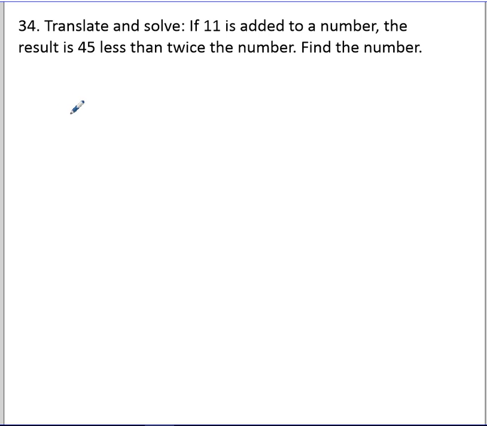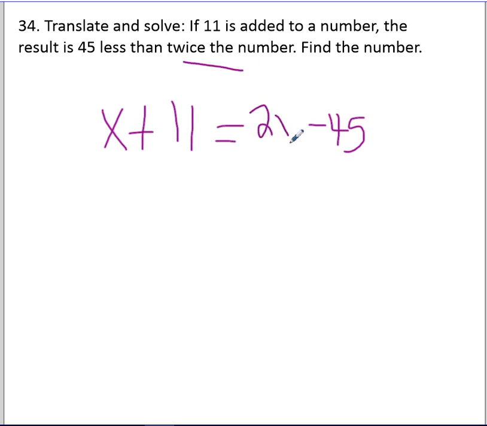Let's look at number 34. If 11 is added to a number, so here's our number, and we're adding 11 to it, the result equals 45 less than. Remember, less than means you're taking away from, so we'll leave ourselves some room and then put our subtract 45, less than twice the number, so 2x is what we're subtracting from. So building the equation is what we translate. So x plus 11 equals 2x minus 45.